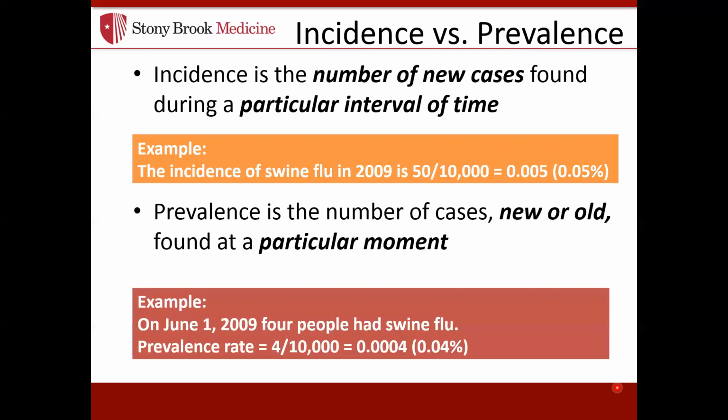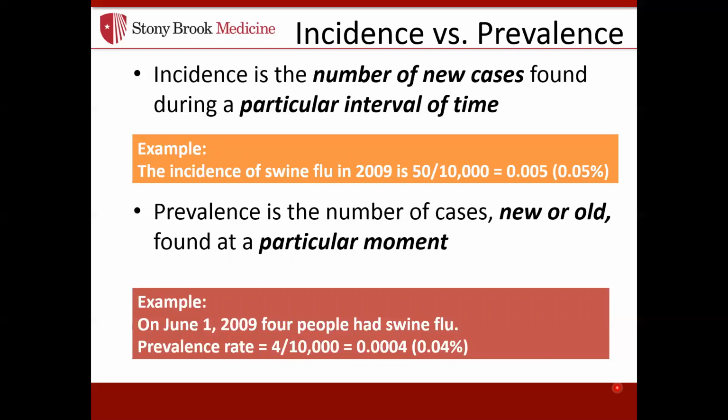First, let's look at incidence versus prevalence. Incidence is the number of new cases found during a particular interval of time. So for example, the incidence of swine flu in 2019 is 50 out of 10,000. So that is an incident rate of 0.05%. And this is describing over a period of time. Normally, incidence is described over 1 year.